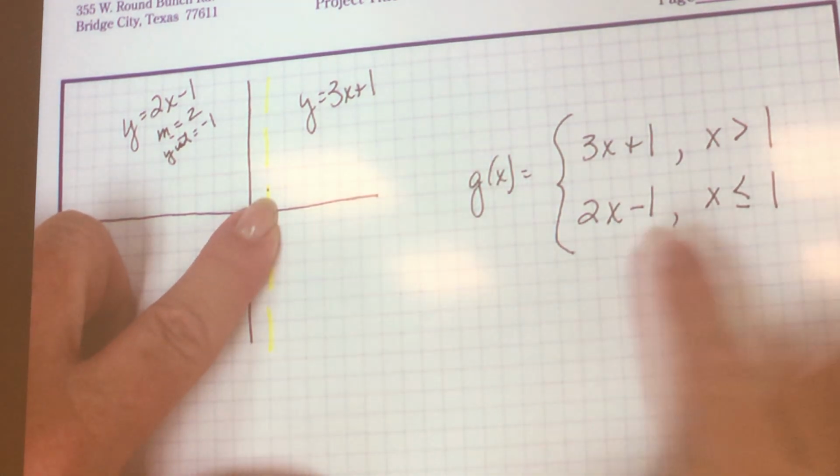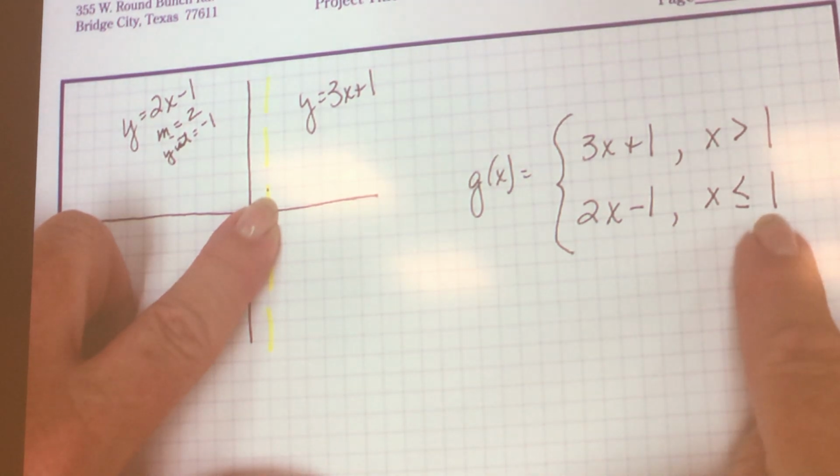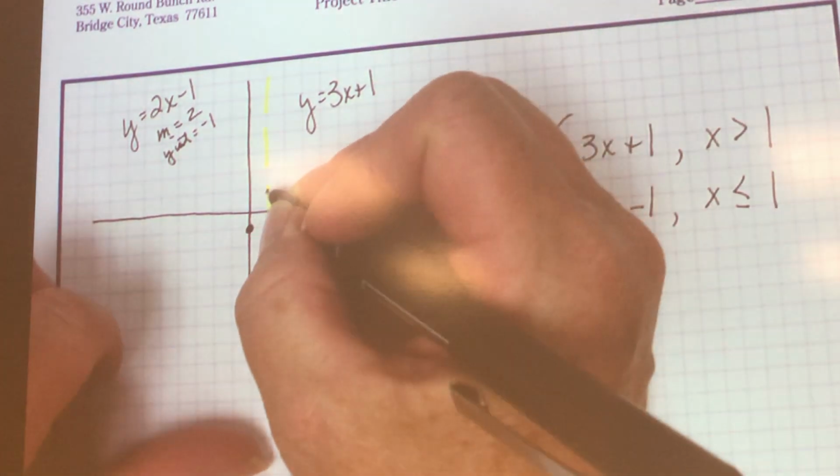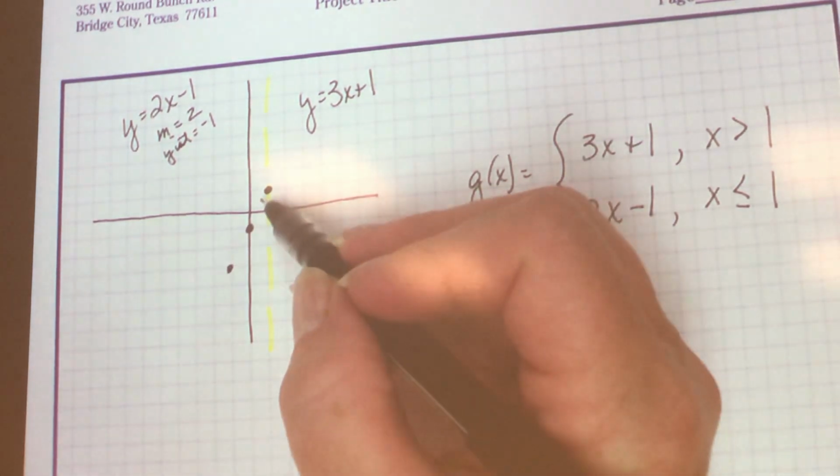So what kind of dot do I have? Solid or open? Solid. Okay, if you need another point, you can go down and to the left.